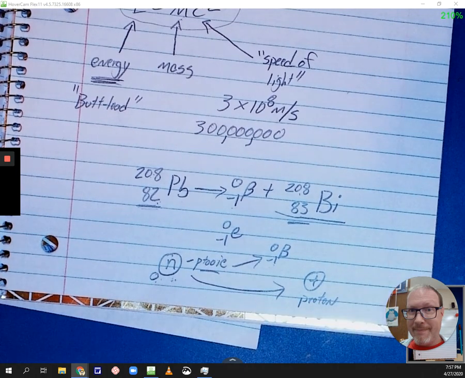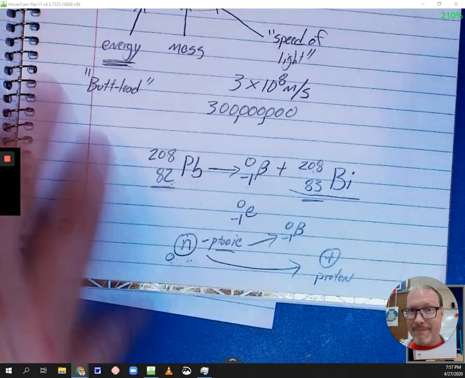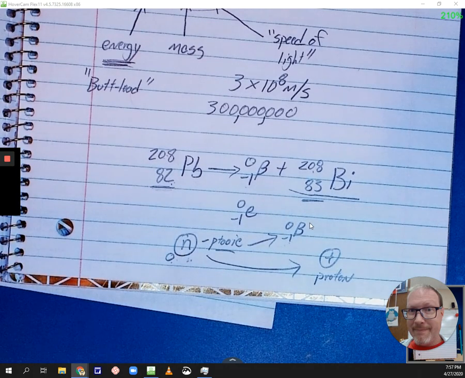So literally what's happening is that a neutron somewhere in that nucleus is spitting out an electron. It's spitting out a beta particle, and it is changing from a neutron, which has no charge, into a proton, which has a positive charge. We're talking crazy, I know, but it's nuclear chemistry. Crazy stuff happens.